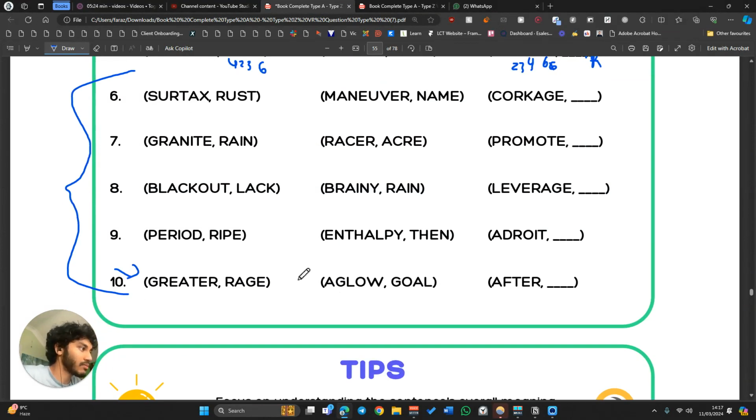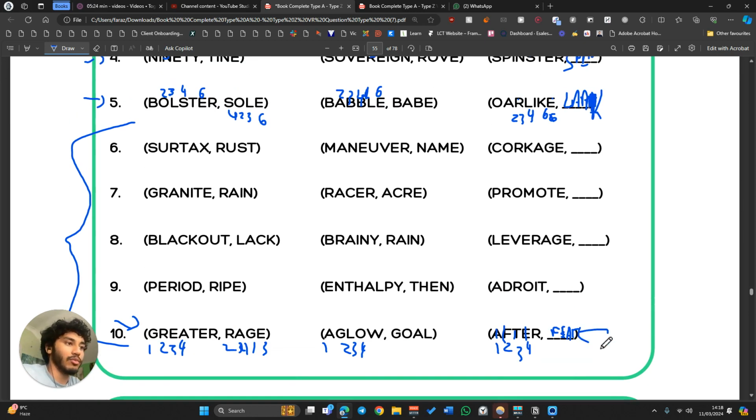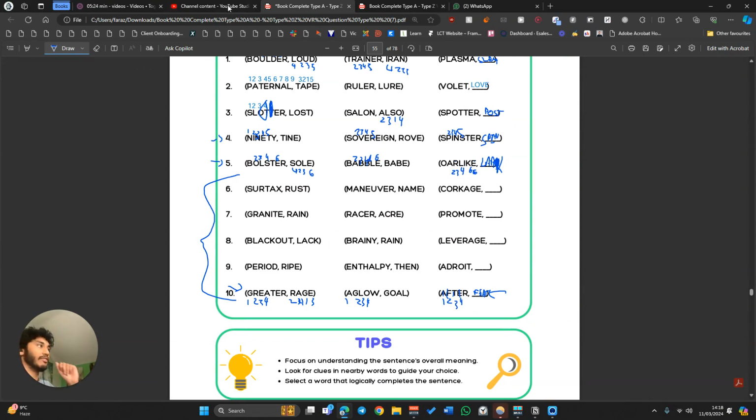I'm just going to choose one from the bottom. So GREATER and RAGE. Okay, so this is going to be probably 2, 3, 4, 1. And so there's a lot here. I'm assuming it's going to be 2, 4, 1, 3, but it could be a lot of others, so we have to have a look. 2, 4, 1, 3. Yep, that worked. So we got lucky again. 2, 4, 1, 3. It's going to be FEAT. Feat. There you go. And that is a word as well. It just means like an achievement.